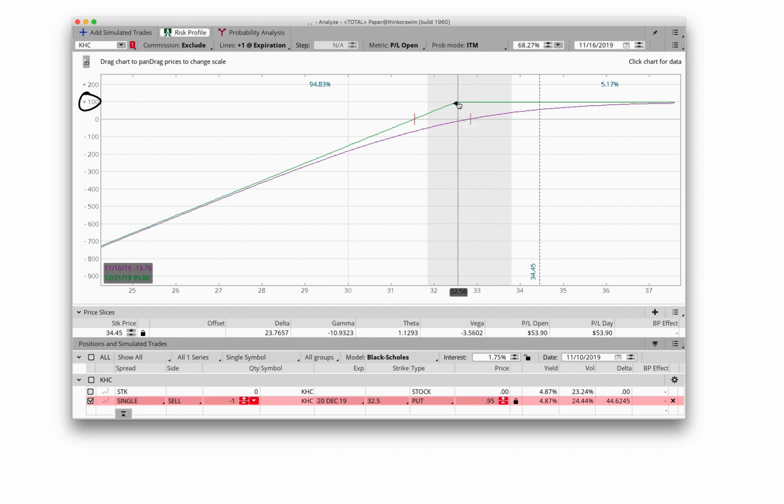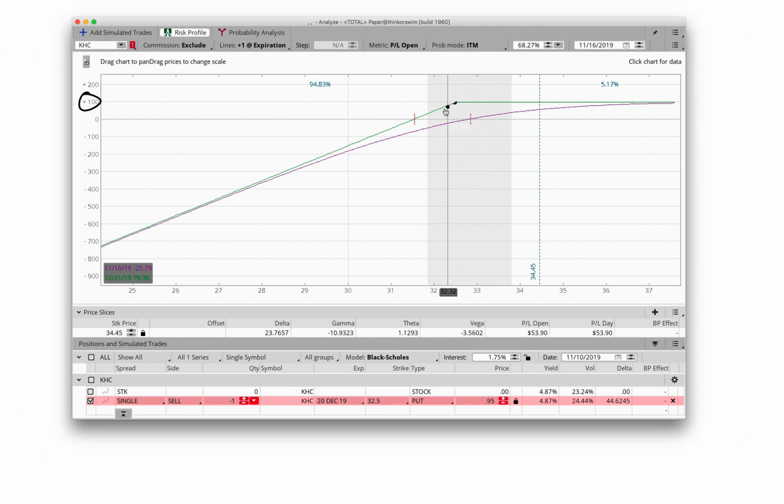And so notice that it levels off, because no matter how high the stock goes, if it goes to 36, someone's not going to want to sell it to us for 32, so they'll walk away and we'll just be left with our premium, which is just fine, which is absolutely just fine.